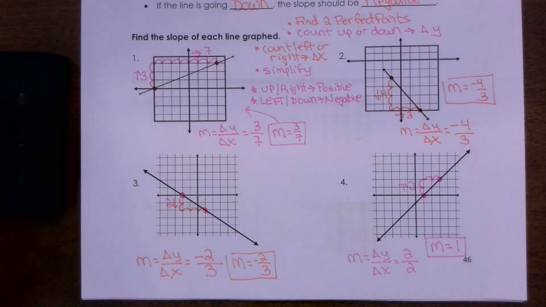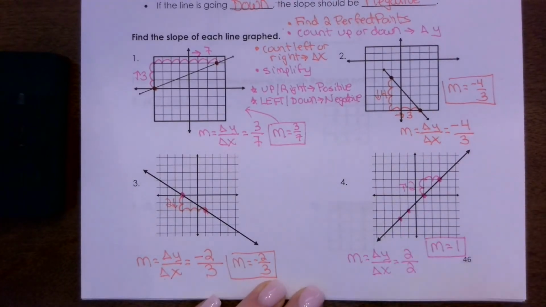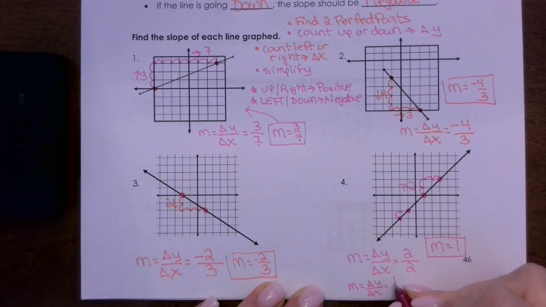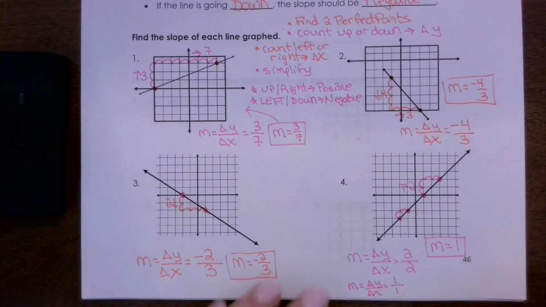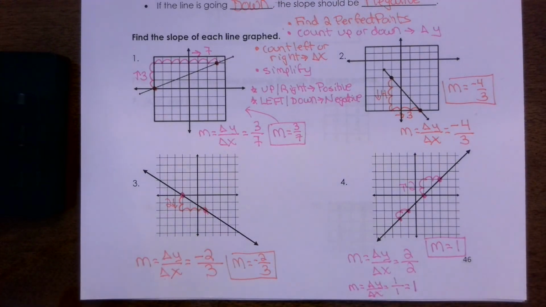Now I want to just show you briefly, remember I said you could use any 2 points and get the same slope? Well, let's just say I chose this perfect point and this perfect point. And so I'm just going to, again, m equals the change in y over the change in x, right? Well, this goes up 1, right 1. Well, what's 1 divided by 1? It's also 1. It does not matter what points you choose. You're always going to get the same slope.